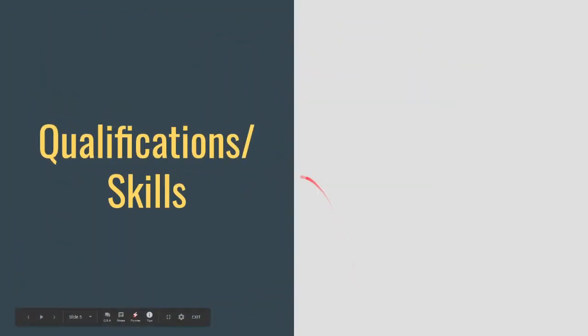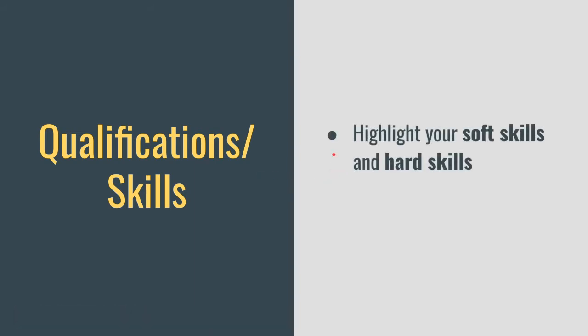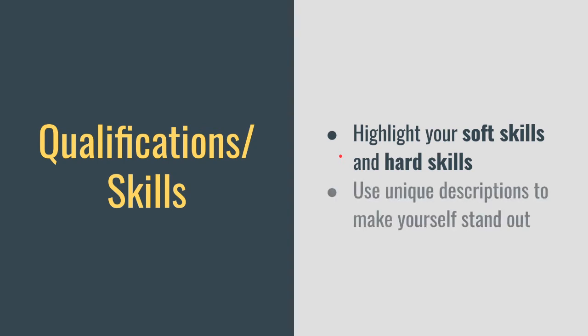So after education, we then get into the qualifications and skills. And so in this section, you want to highlight your soft skills and your hard skills to stand out to an employer. And when you do this, you want to use unique descriptions to help make yourself stand out. So instead of saying, I can do this or I'm really good at this, say, I am proficient at this or I have advanced knowledge in this area.